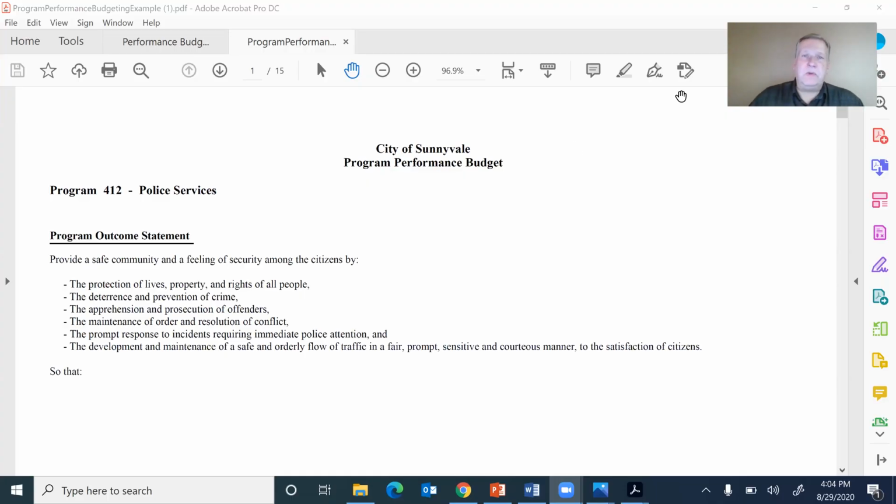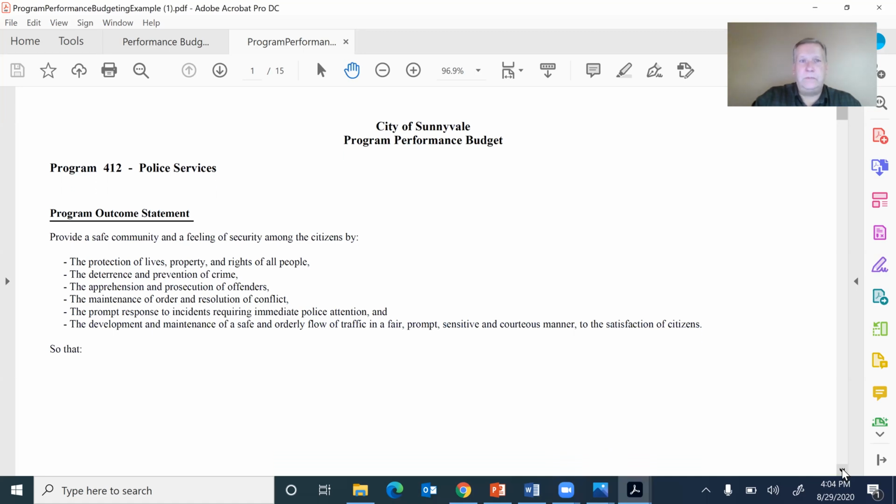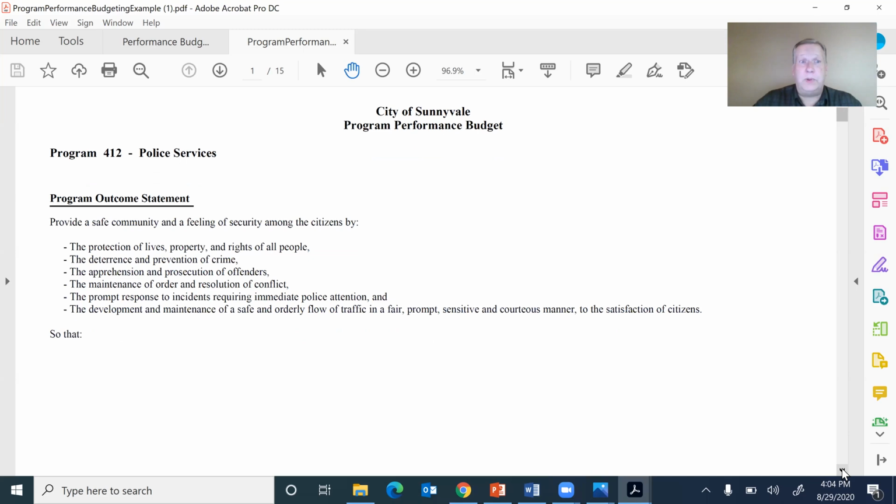And now here we have an interesting example of when we take a performance-based budget, we then combine it with a program-based budget. And here's an example for the city of Sunnyvale, California. And it looks at a program of police services. So this is program number 412, police services. Lists for us our outcomes that we are trying to achieve.